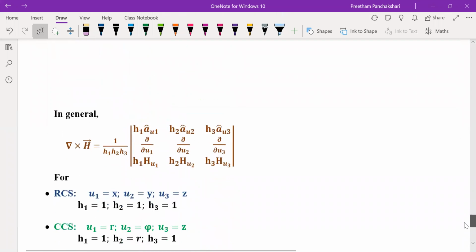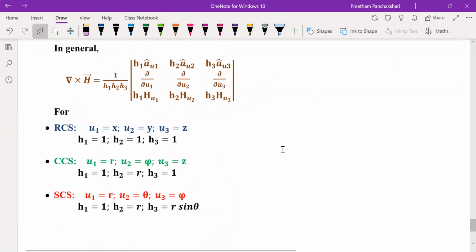But here I'm giving you one more method of remembering this curl. This is the generalized method of writing del cross H for all the three coordinates, not only three coordinates, any coordinate system for that matter. So that is del cross H equal to 1 by h1 h2 h3, where h1, h2, h3 change from coordinate system to coordinate system, times the determinant with h1 a1 cap, h2 a2 cap, h3 a3 cap. See, u1, u2, u3 represent the directions of the unit vectors, and dou by differentiation is with respect to those directions.